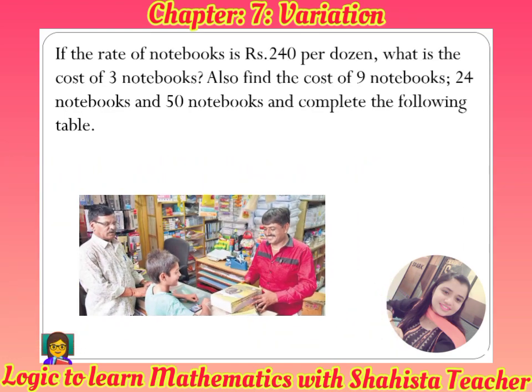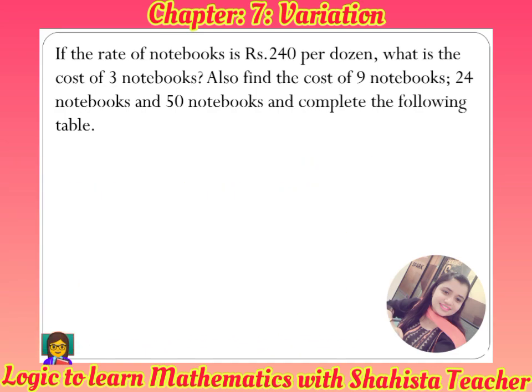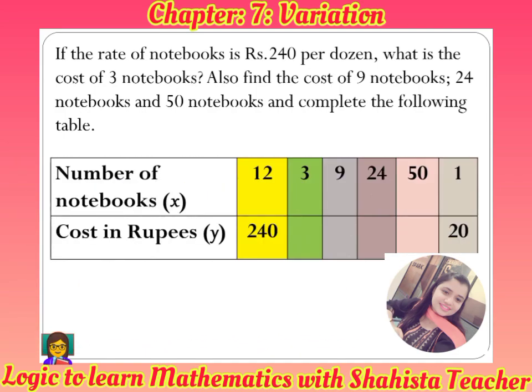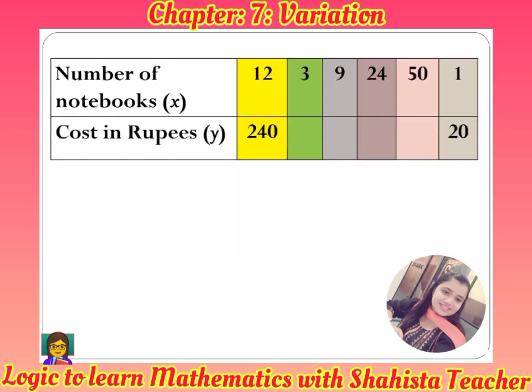Here you can see in this picture one shopkeeper is selling books to a customer. Now here the number of notebooks is given in this column, and cost in rupees is given. So number of notebooks is x and cost in rupees is y. For 12 notebooks the cost is 240 and for one notebook the cost is rupees 20. So here we will write one book cost is 20, that means 50 books cost how much?